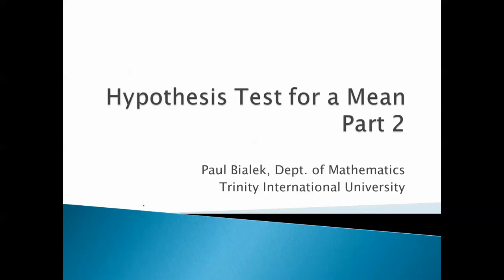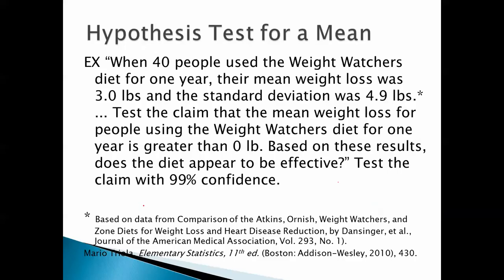Let's look at a hypothesis test for a mean, part 2. This is a second example. When 40 people used the Weight Watchers diet for 1 year, their mean weight loss was 3.0 pounds and the standard deviation was 4.9 pounds.